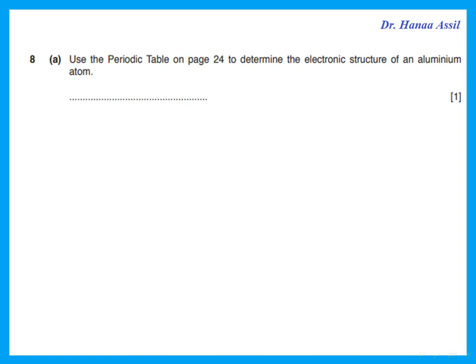Use the periodic table to determine the electronic structure of an aluminium atom. Of course, if you look at the periodic table, aluminium is in group 3. It has atomic number 13 and mass number 27. Electronic structure means you're going to distribute the number of electrons. Of course, this means it has 13 electrons. The first shell takes 2. The second shell can take up to 8, not more than that. And the rest goes into the third shell. So that total is 13 electrons.